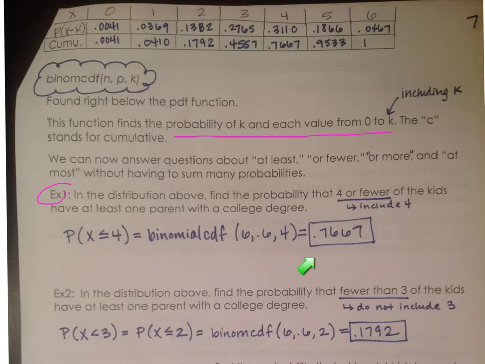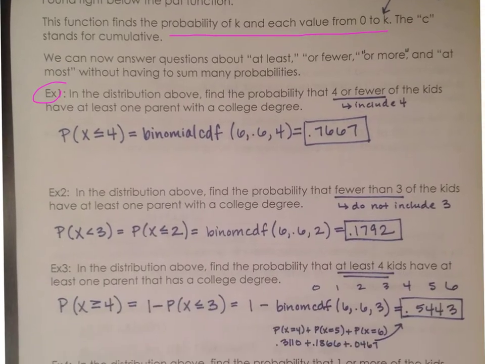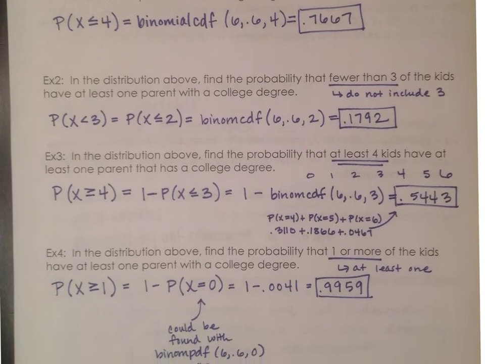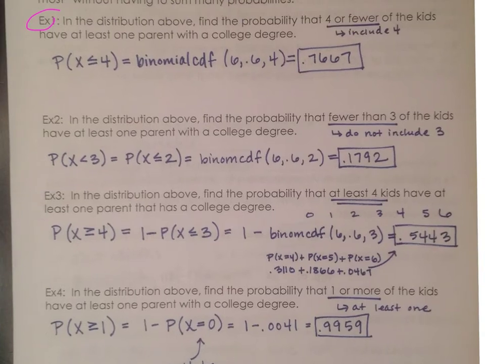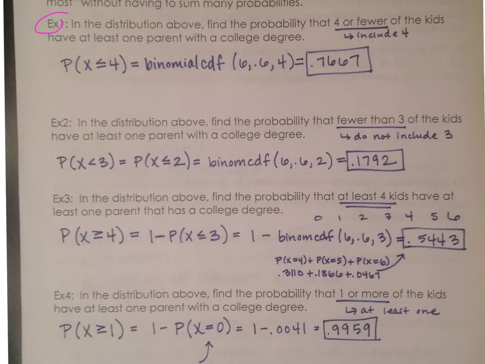Why do more work when you have to if this CDF function is available to you? In example 2, you've got to make sure you read these problems really carefully. This wants fewer than 3. It does not say fewer than or equal to. It does not say 3 or fewer like the one above it did in our first example. It says fewer than 3, so we do not want to include 3 in our calculation.